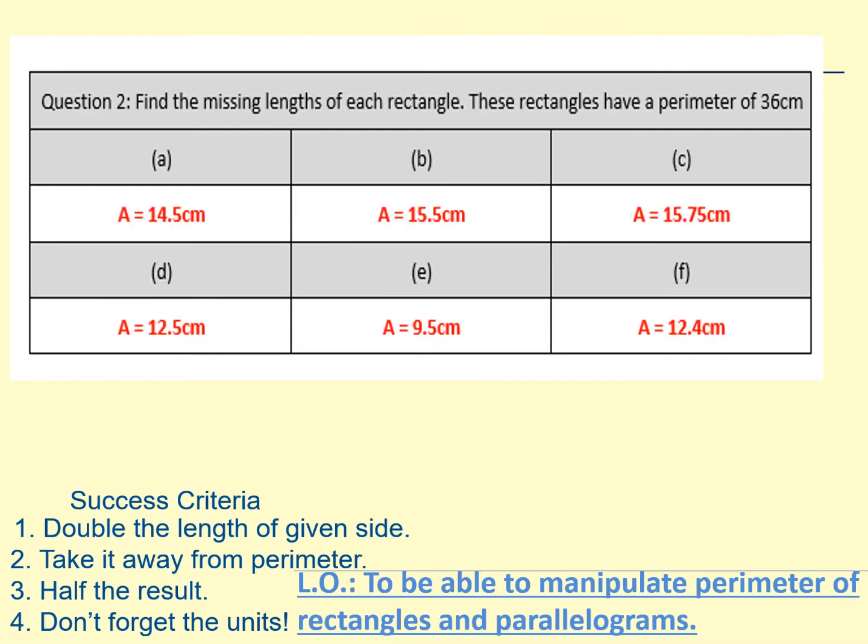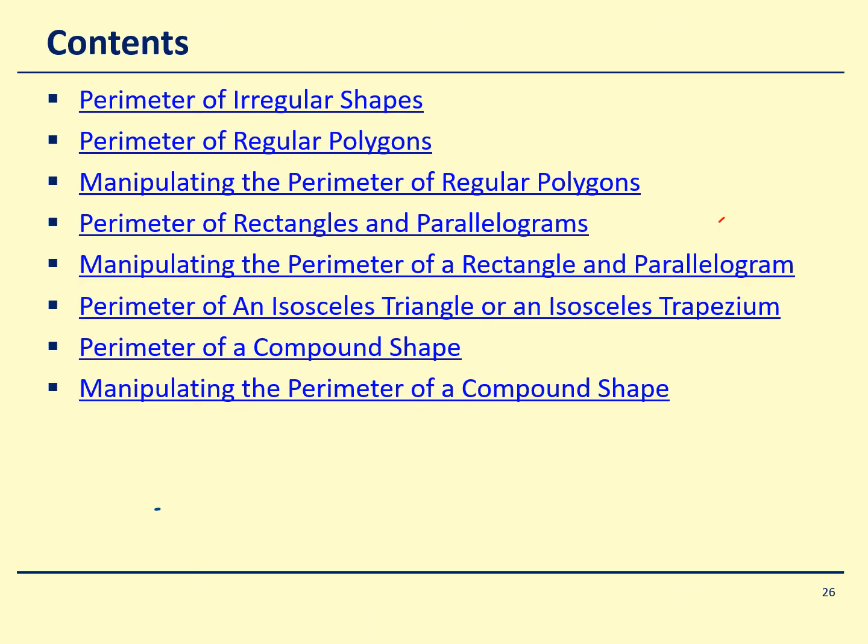And here are the answers. Again, if you've got all 6 of them right, well done. That's all for today. So we finished our 3rd lesson on perimeter. We know how to find the perimeter of irregular shape and regular polygons, and how to manipulate perimeters of regular polygons. And after today's lesson, we know how to calculate and manipulate perimeters of rectangles and parallelograms. On the next lesson, we will work out the perimeters of an isosceles triangle and trapeziums.